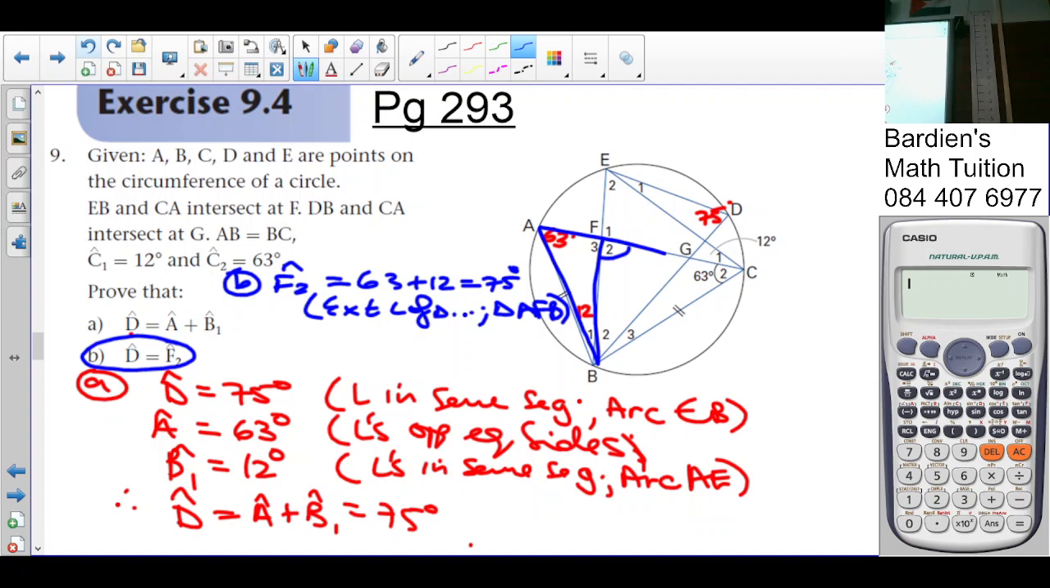Can you see that? Or I could have said straight, F2 is 75. So therefore angle D is equal to angle F2, which is equal to 75. Okay?